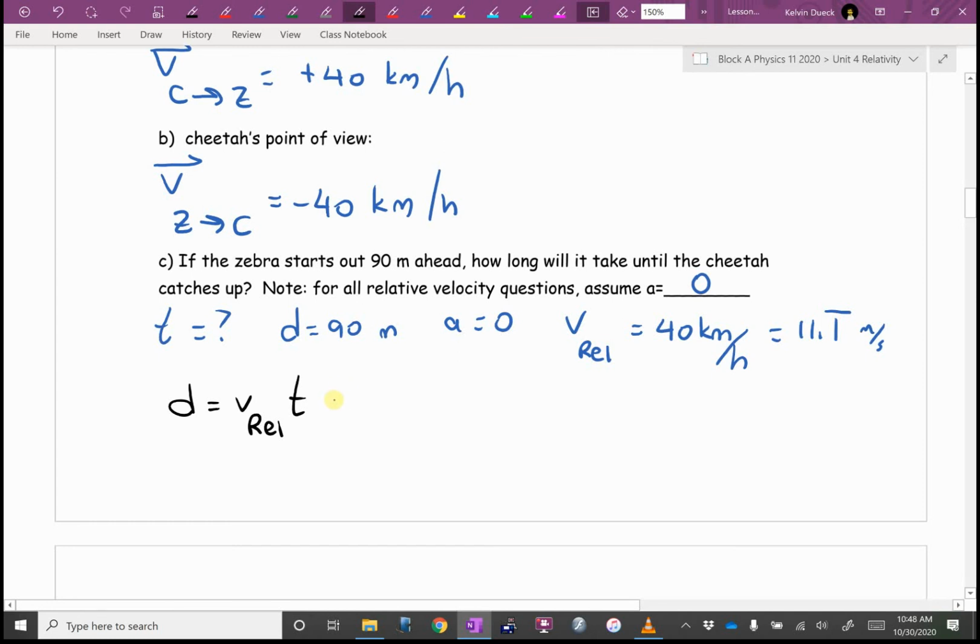You want to take option number 3? What are we trying to get by itself? Time. So we'll divide by V. So it's going to be 90 divided by 11.1 repeating. Use your answer button if you can.